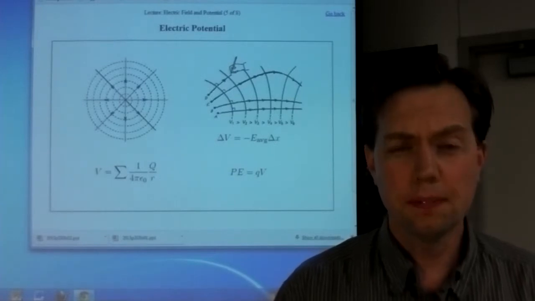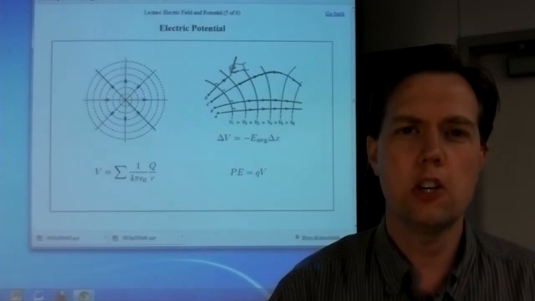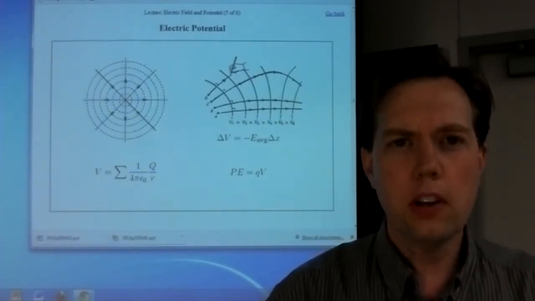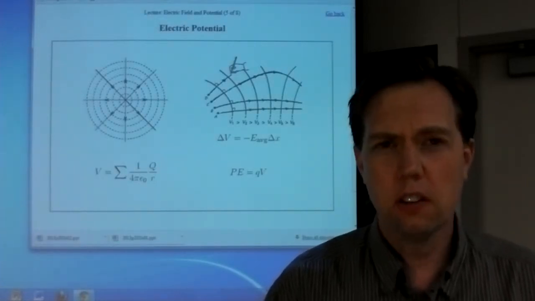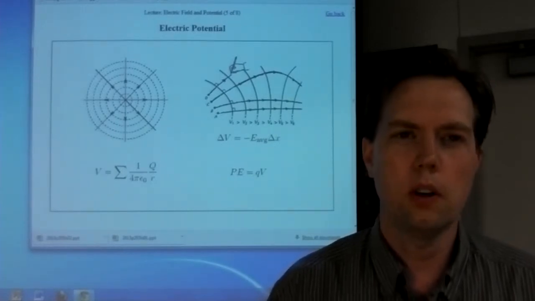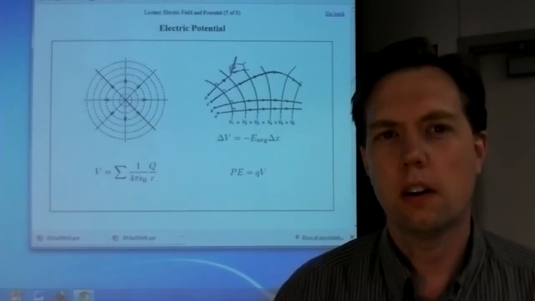Now, if you remember, for every different force, there was a different kind of potential energy. And in the same way, for the electric field, there's a specific kind of potential. That potential is called voltage. And that is the voltage that we know and love when we plug in our electronics into the wall socket.